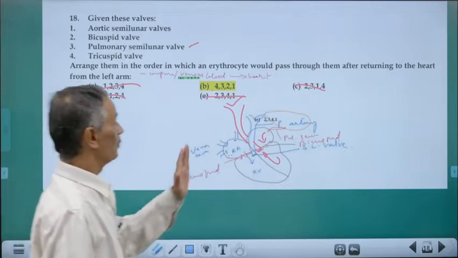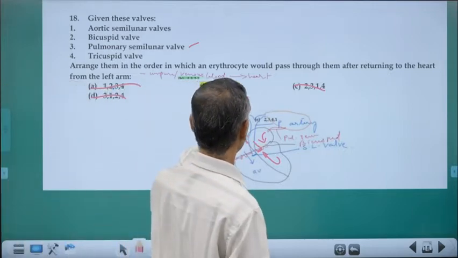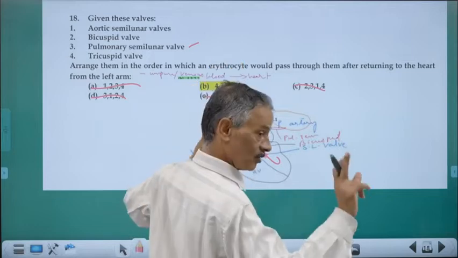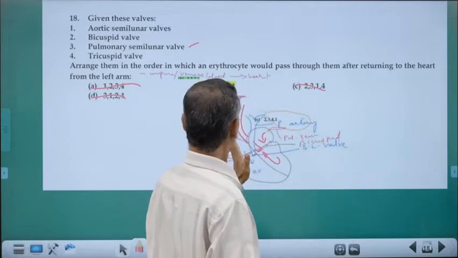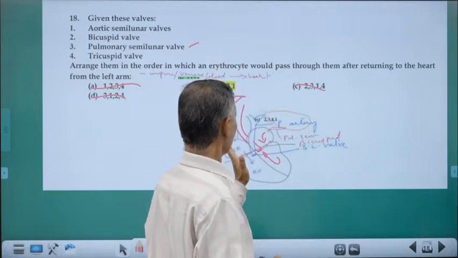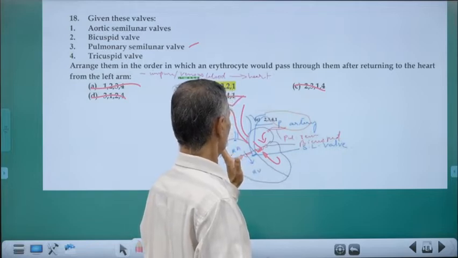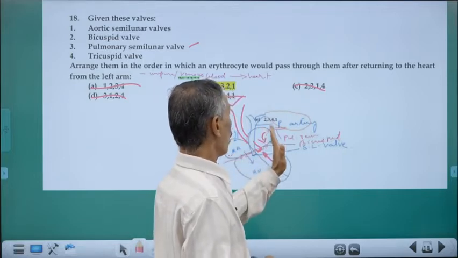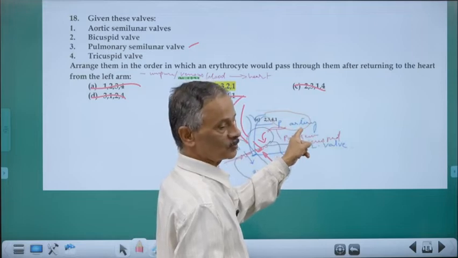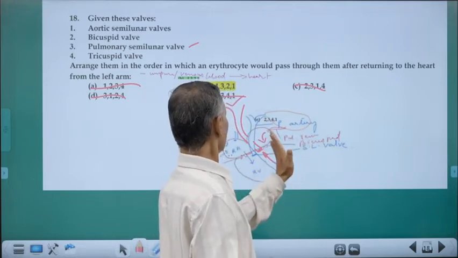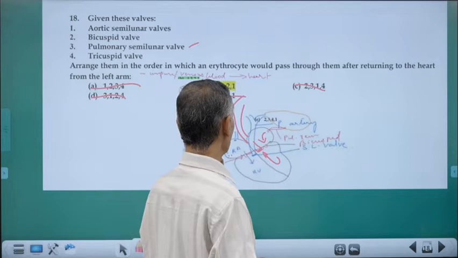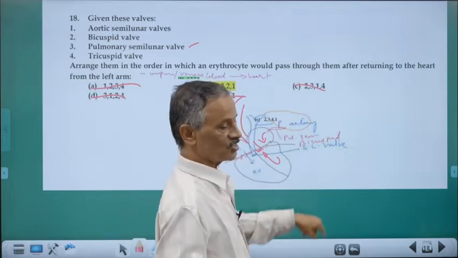So, the blood passes this route before leaving the heart. One point you have to write: the blood reaches the right side of the heart first, then reaches the left side only after passing through the lungs. Now, blood from the left side again reaches the right side of the heart after passing through the systems of the body.